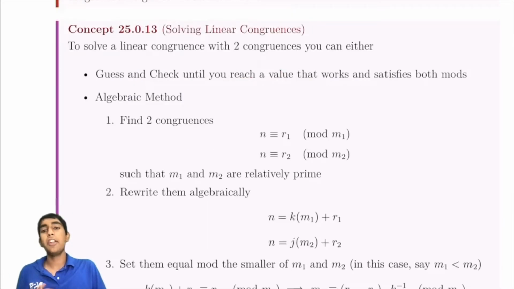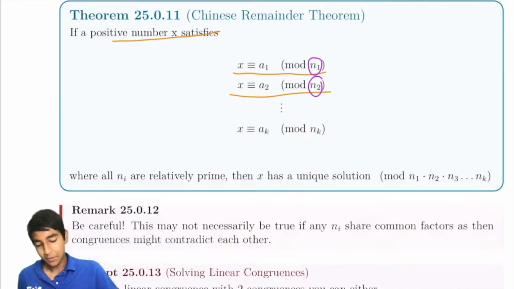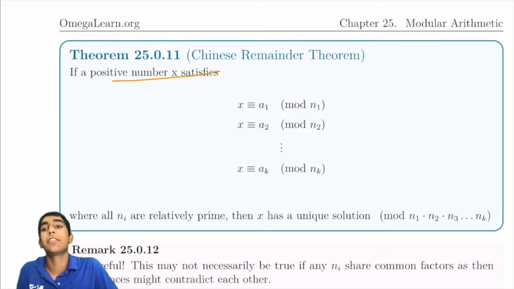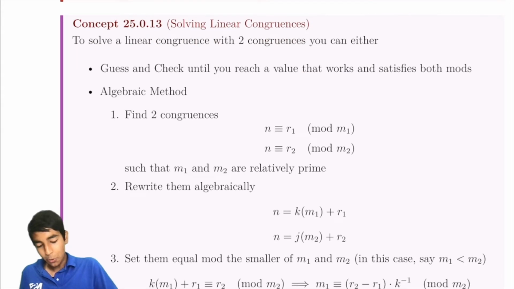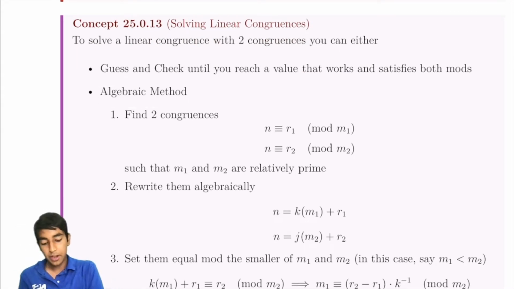But there is another method to find the solutions. In fact, there's more than one. The first one, guess and check. Yes, we could just guess and check a bunch of numbers by looking at all the values of the mods until we get an answer. Okay, so this is the cool method, and this is, in my opinion, the best method, the algebraic method.